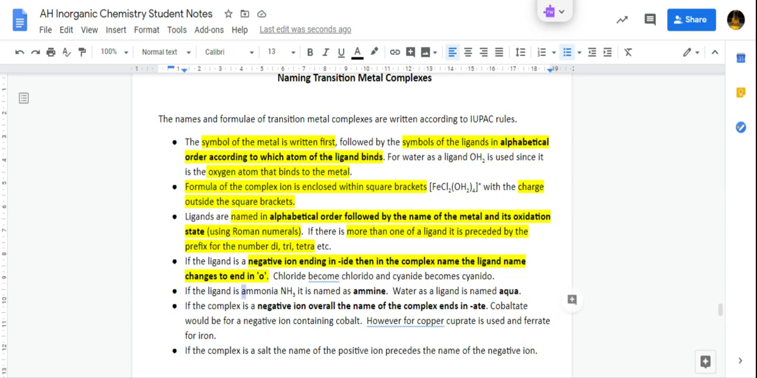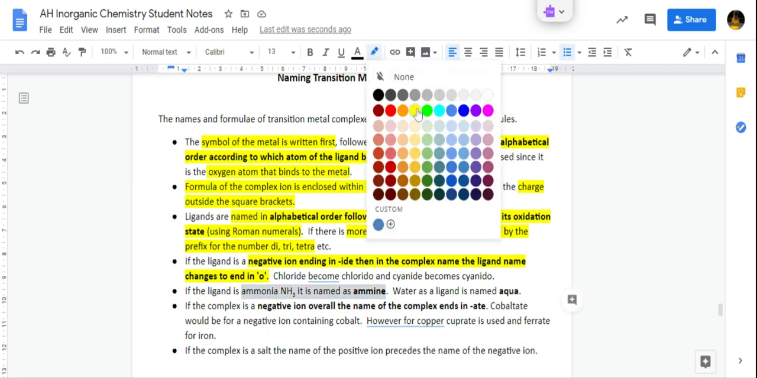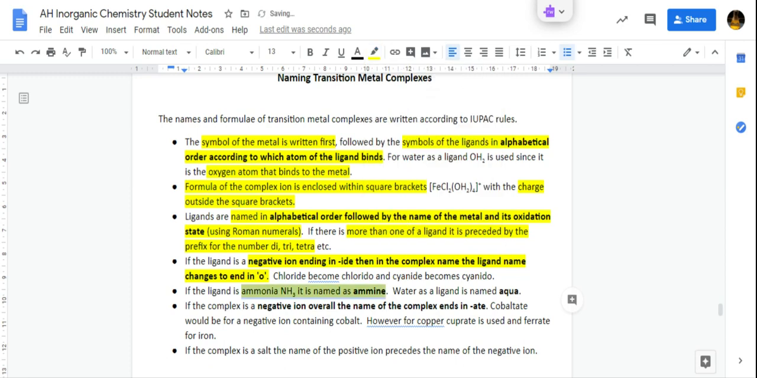If it's ammonia that's your ligand, then it's named amine. Watch the double M there. Okay, it's important that it has a double M. And water is called aqua.